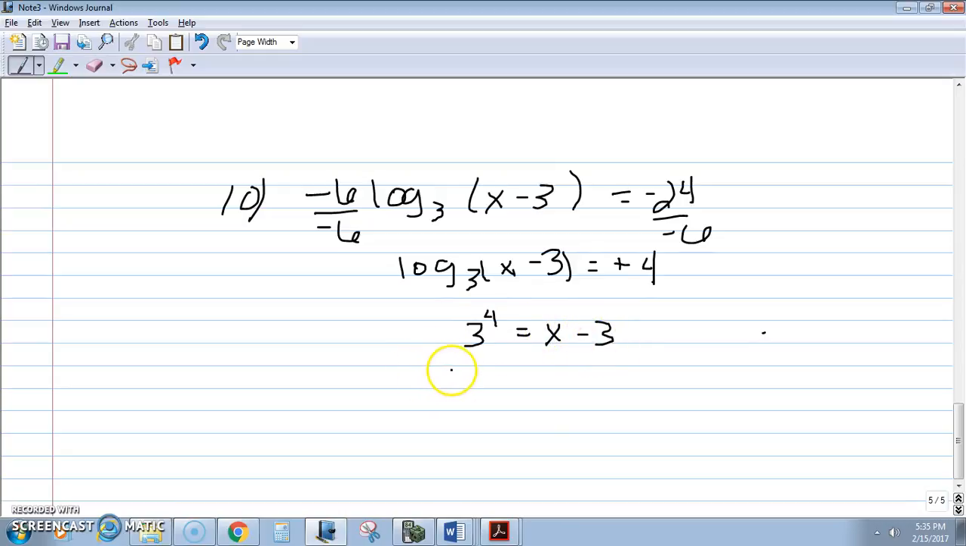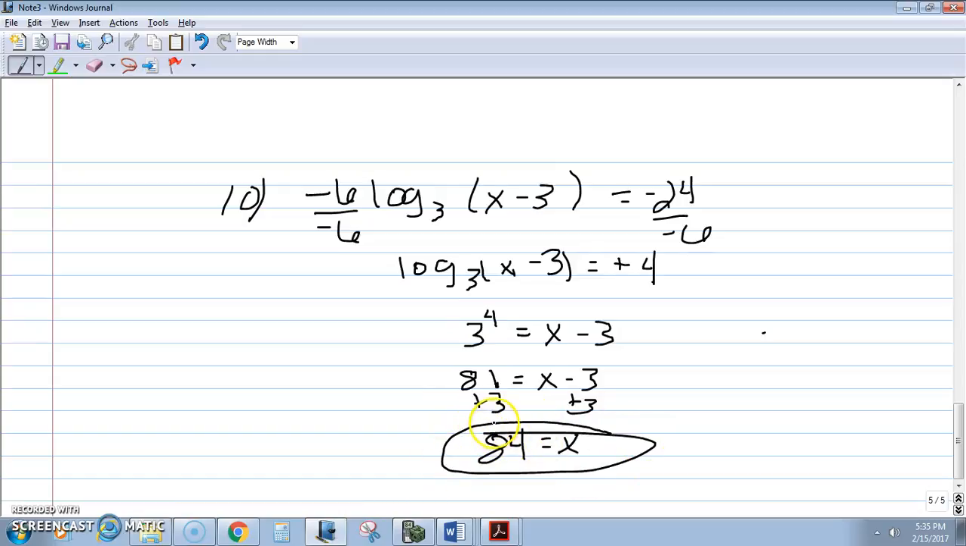So to get rid of the log, 3 to the 4th power equals x minus 3. 3 to the 4th power is 3 times 3, which is 9, times 3, which is 27, times 3, which is 81, equals x minus 3, and then add 3 to both sides. So 84 equals x. Cool.